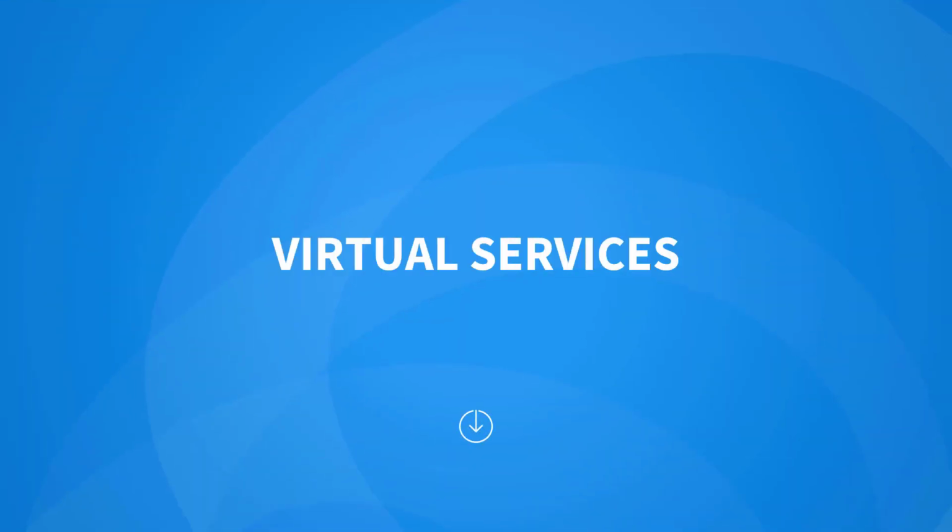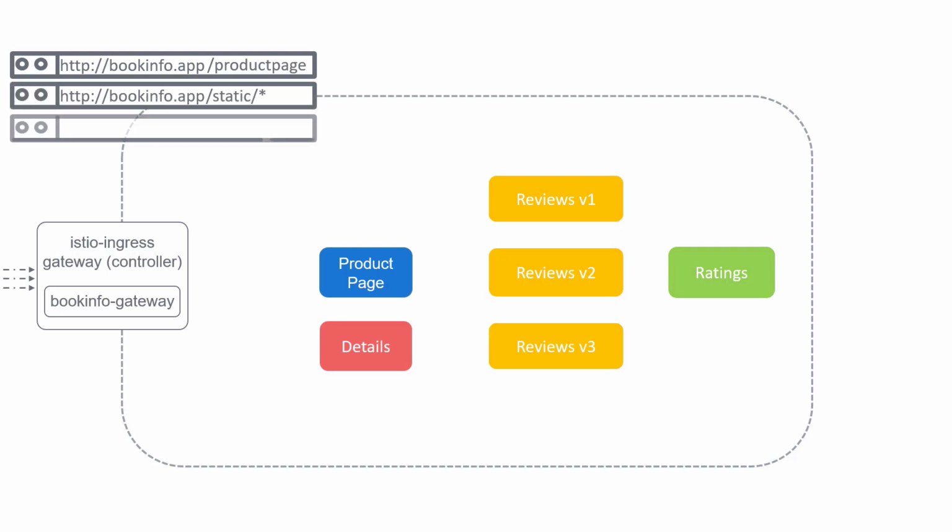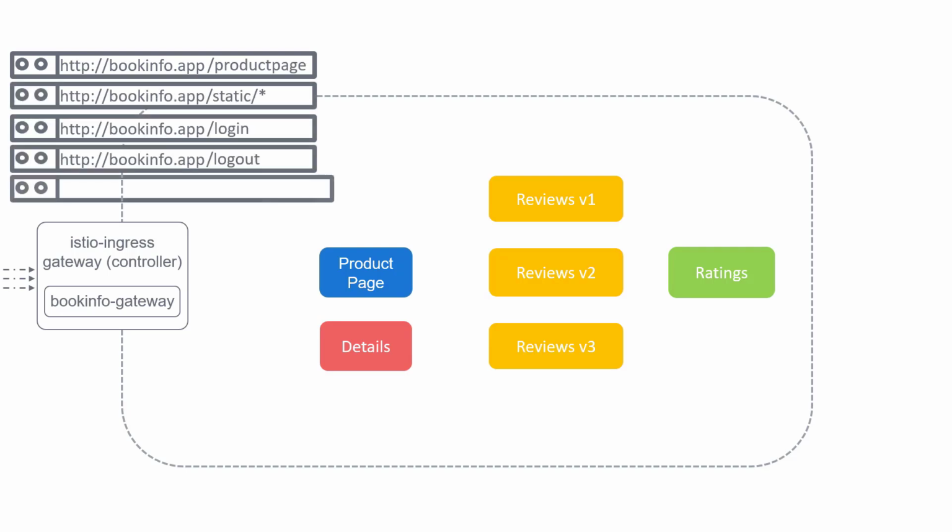Let us now learn about virtual services in Istio. So, we now have the bookinfo.app gateway, and users who are coming to http://bookinfo.app will hit the gateway. But where to go from there? How do we route traffic through this gateway to our services? There are many different services. How can we specify that all traffic to the URL bookinfo.app/productpage should go to the productpage service?